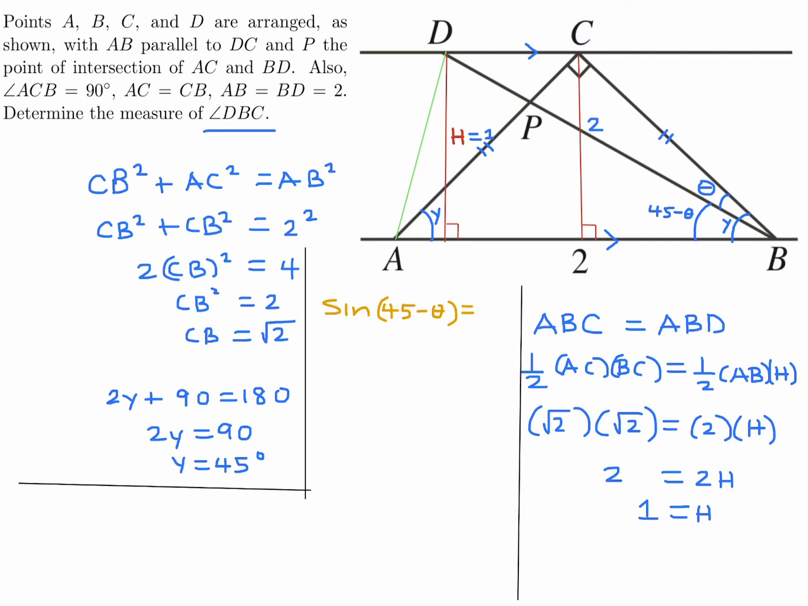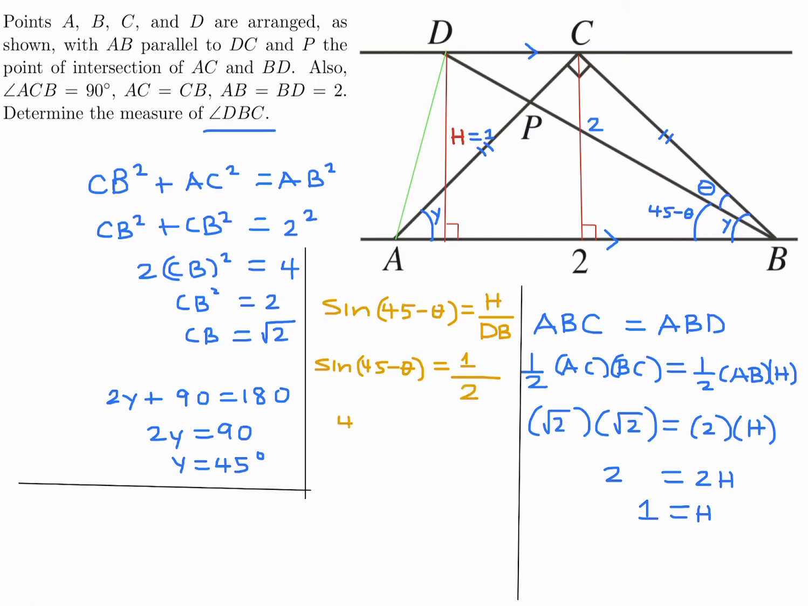So in that triangle, the opposite is h, and the hypotenuse is dB. So I've got the sine of 45 minus theta equals h, which I just figured out was 1, over dB. What is dB? Well, go back to the question. They tell you dB, or BD, is equal to 2. That had to be used somewhere. So there you go, 1 over 2.